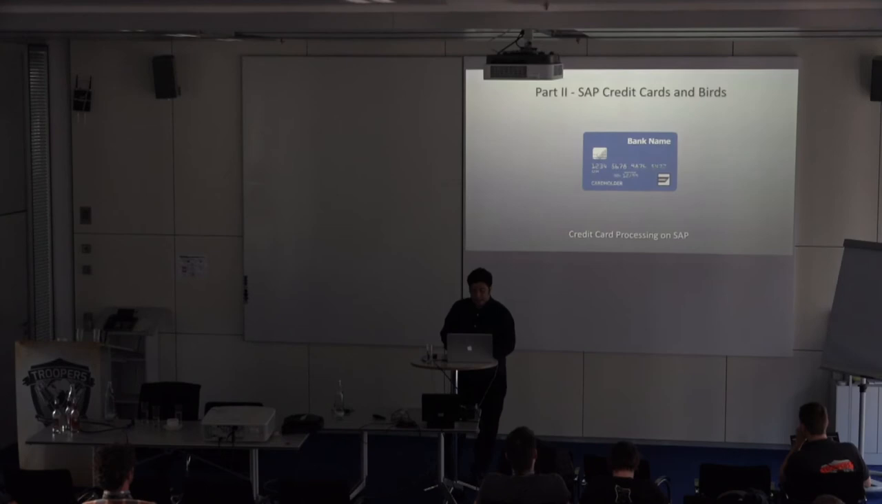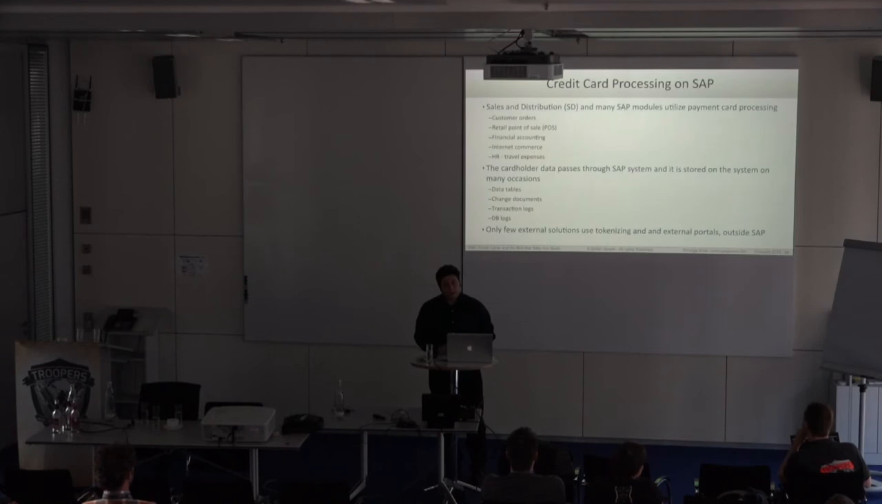So let's talk about SAP and credit cards. The credit card processing on SAP systems, so payment card processing. In SAP, there are a lot of business processes relevant to payment card processing. This can be customer orders, it can be a retail point of sale, it can be travel reimbursements for HR. If you are traveling somewhere, coming to Troopers, you go back, employee self-services, you enter your information to get the taxi bills and other stuff. Then this money gets transferred to you. So the SAP system holds information about how it can transfer money to you.